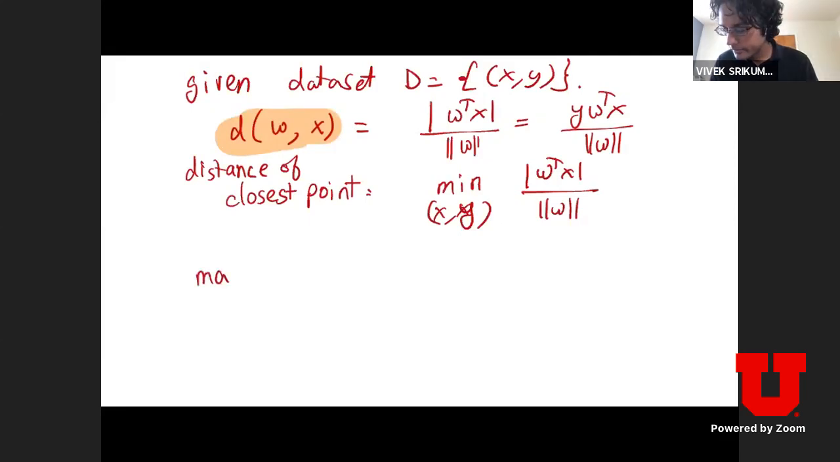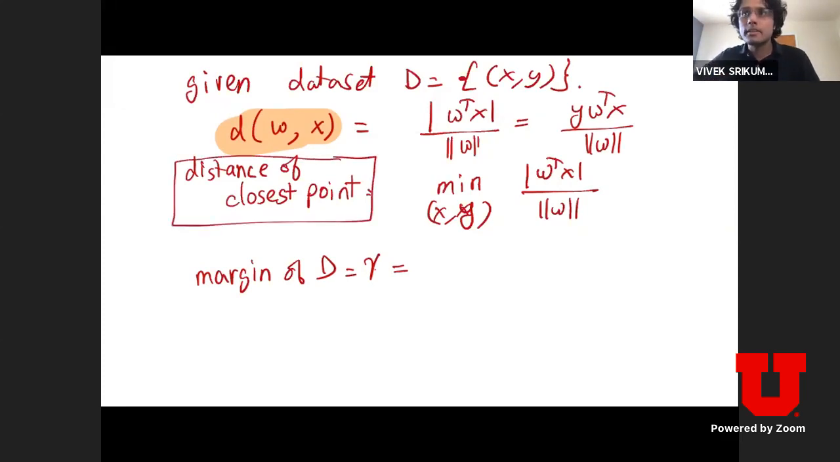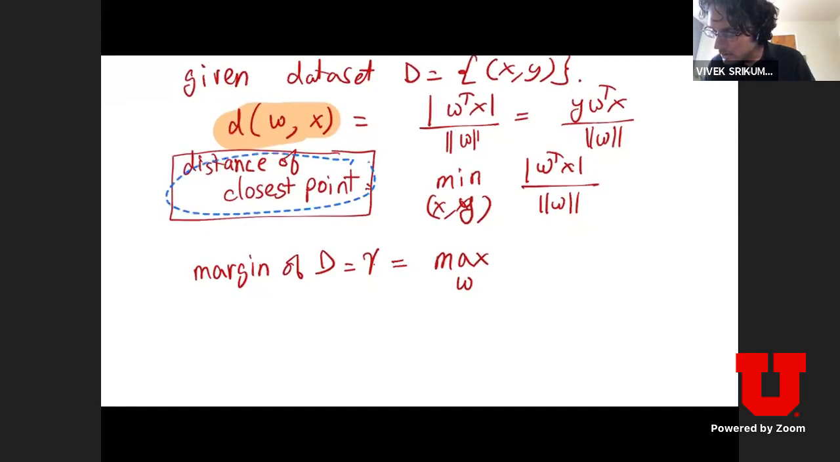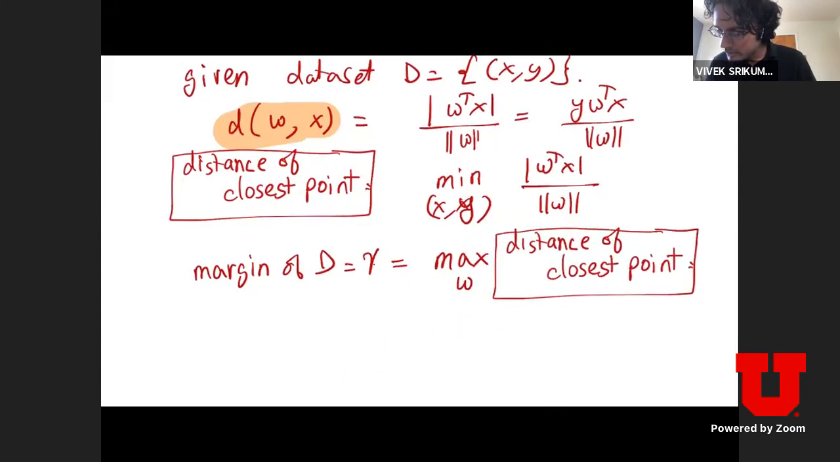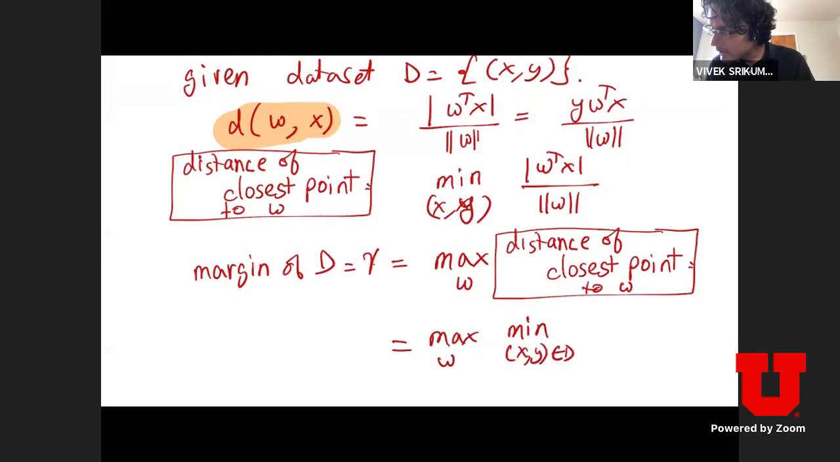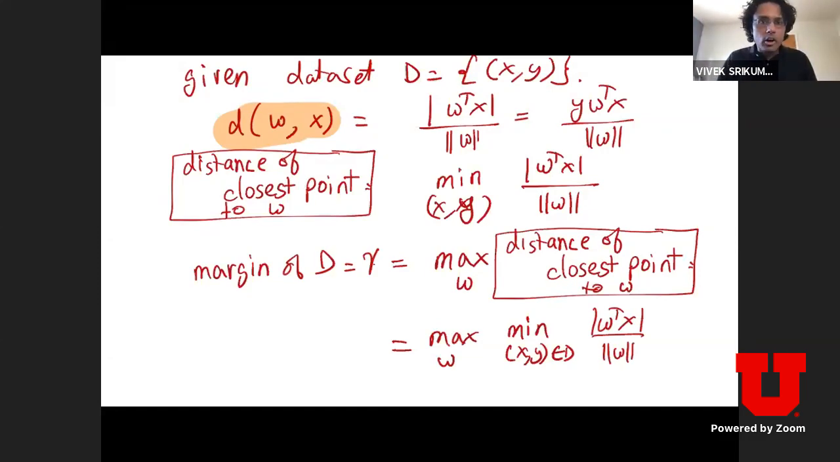So the margin of the data set, which is simply gamma, is defined to be, among all weight vectors, find the weight vector that has the largest distance. So I want to maximize over all w this thing here. This is the closest point to w, which is exactly the same as maximize over all w, minimize over all x comma y in the data, the absolute value of w transpose x divided by the norm of w. So this is the full formal definition.